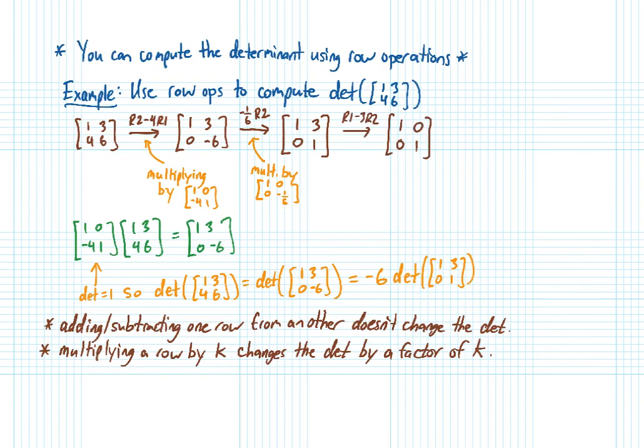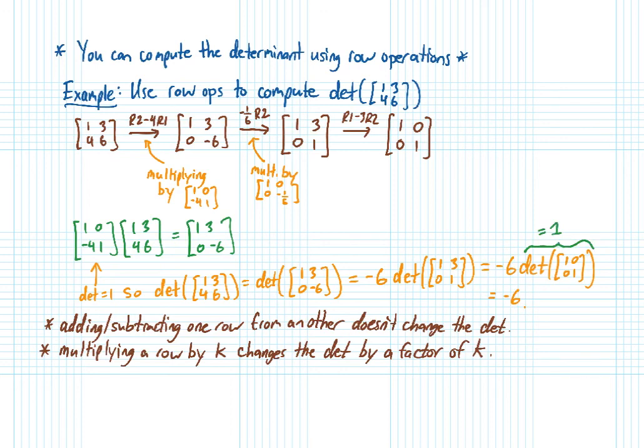And then the next step of Gauss-Jordan elimination is to subtract 3 times row 2 from row 1. And as we saw earlier, that's an operation that doesn't change the determinant. And so we can add that to the equation without any new factors. And now we have the identity matrix, and we know that the determinant of the identity matrix is 1. And so we get the result minus 6.